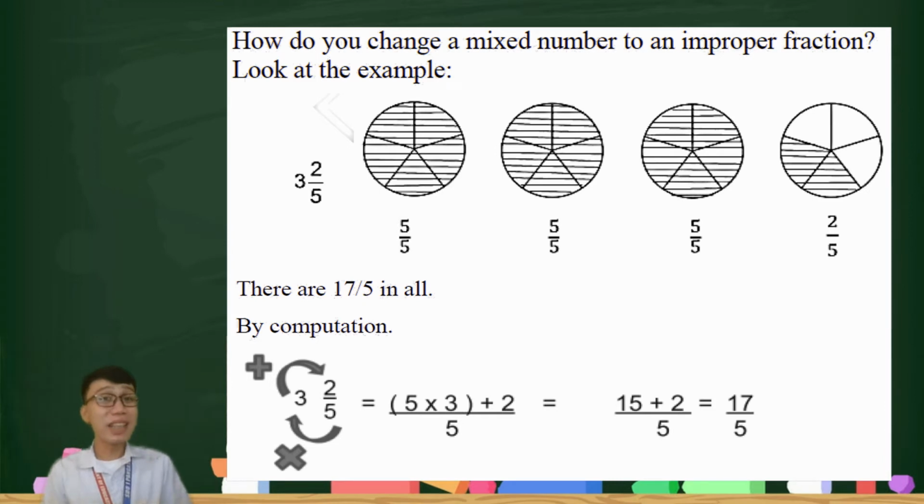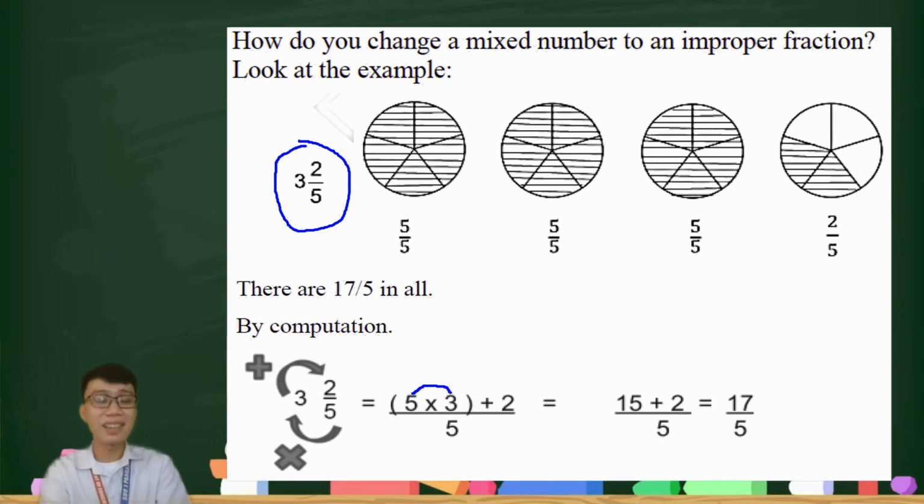How about changing a mixed number to an improper fraction? It's so simple, kids. Just multiply the denominator to the whole number and then add the numerator. For example, 3 and 2/5. Multiply the denominator to the whole number, 5 times 3, and then add the numerator, and then copy the denominator.